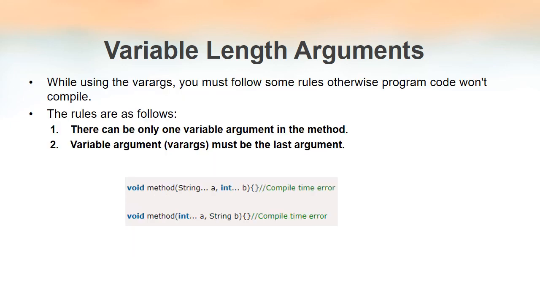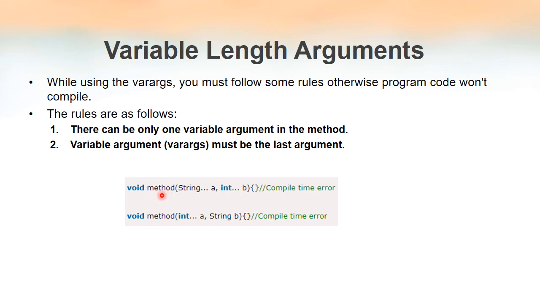When we use variable length arguments, we have to follow some rules, definitely, otherwise our program will not get compiled. And here are those 2 rules. First rule is there can be only one variable length argument. That is, it is possible to write any number of arguments for a method, but among them there can be only one variable length argument. And second rule is, if a method has a variable length argument, it must be the last argument.